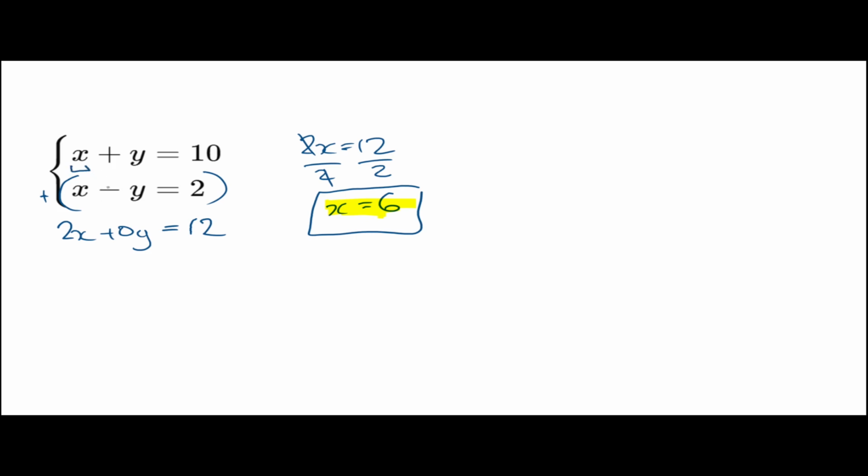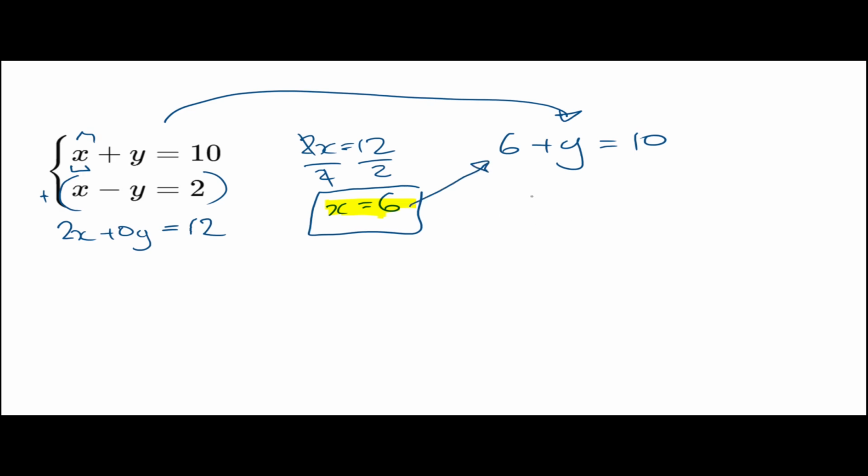So let's substitute it in instead of this x. So this is now going to be 6 plus y equals 10. It's just this top one there. We want to subtract 6 from both sides. So y is going to be equal to 4. And there's our final answer for that question.